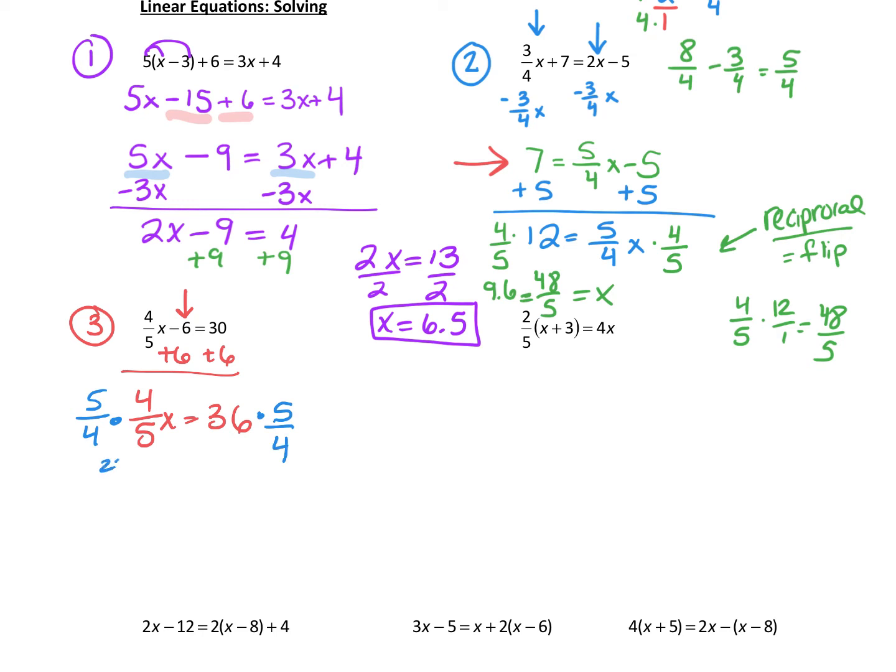Basically, this becomes 20 over 20, which reduces to 1, and we know 1x is the same as x. So then I'm going to do 36 times 5/4. So again, we could do that in our calculator, or we would think of it as 36 over 1 times 5 over 4. So 4 divides 36, so 9 times 5 is 45.